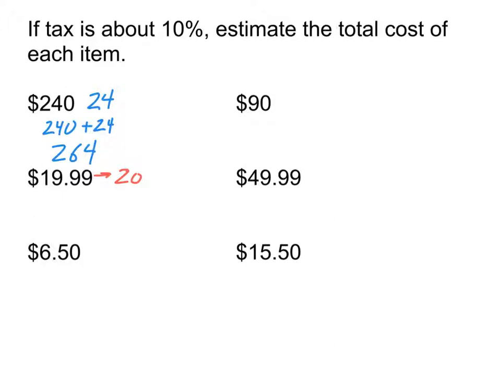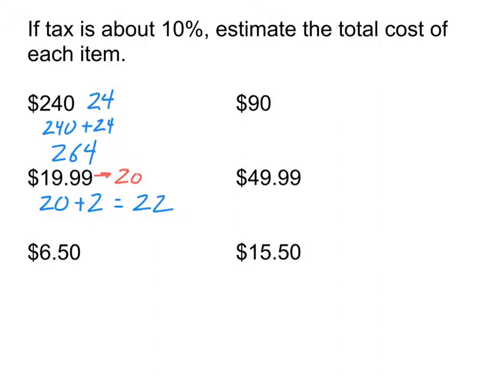Now I'm just going to work with 20. So that means I'm going to take the 20 and add 10% of 20. What's 10% of 20? 2. And so 20 plus 2 equals $22. There's our estimate. Now, if you want to be really picky about it, you might say, okay, well then it's probably going to be $21.99.